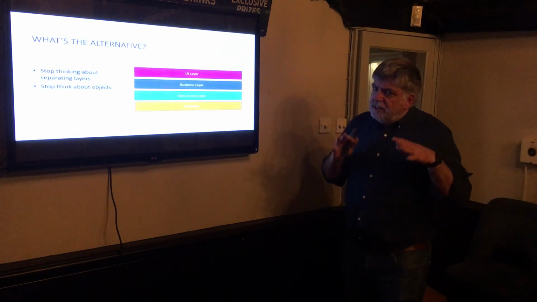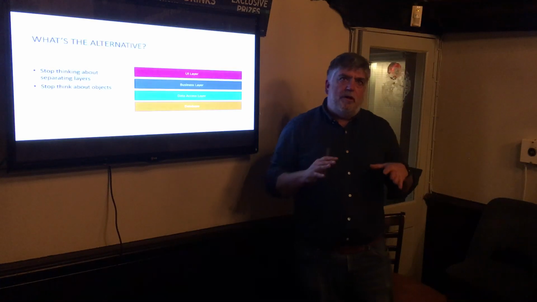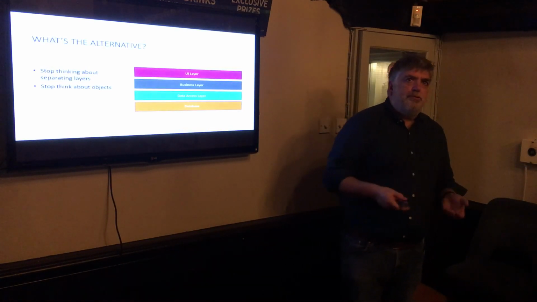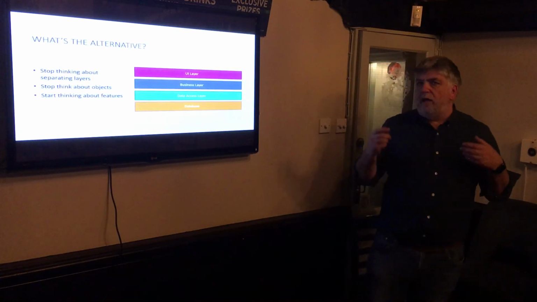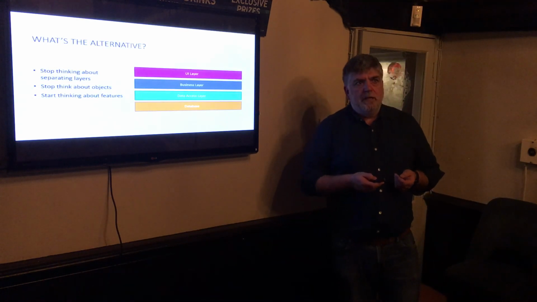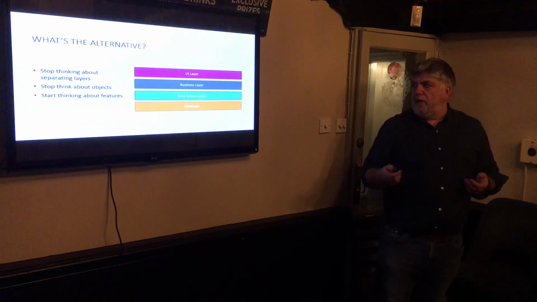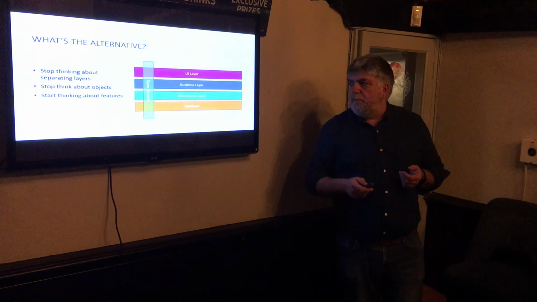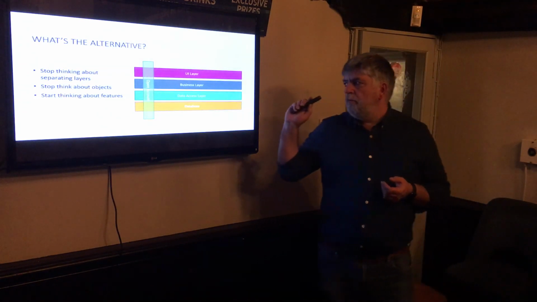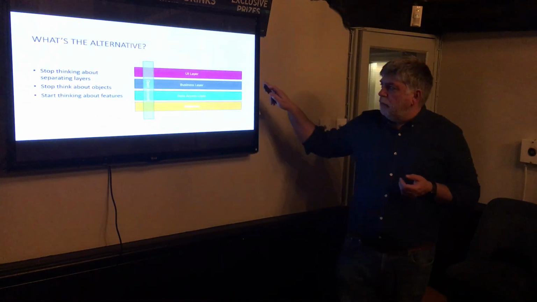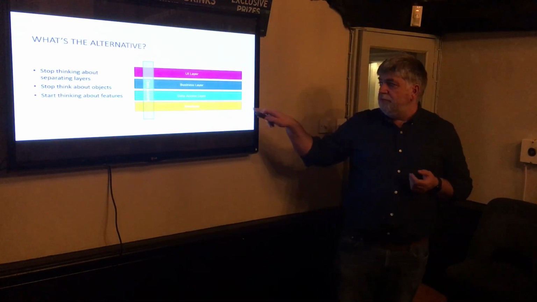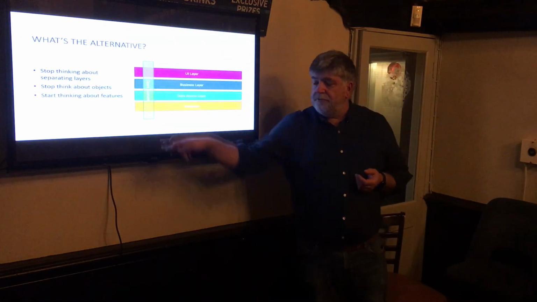But if we stop thinking about objects in that sense, and start thinking about what we actually do, the functions and the features that we're doing, then we can talk about cohesion in different ways. So rather than talking about our layers, our tiers, we talk about slices.